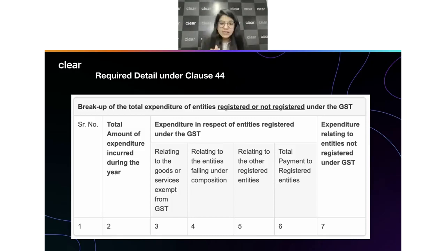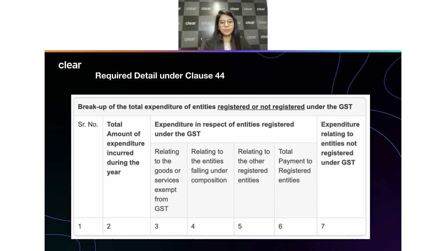Then the remaining supplies, the difference of all the registered supplies after removing exempted and composition, the remaining information will come in column number 5, right? Once we have got 3, 4, 5, we have done 2, total expenditure, we understood. Then we reported the exempt supply in 3, then composition supply in 4, and all other information in 5.